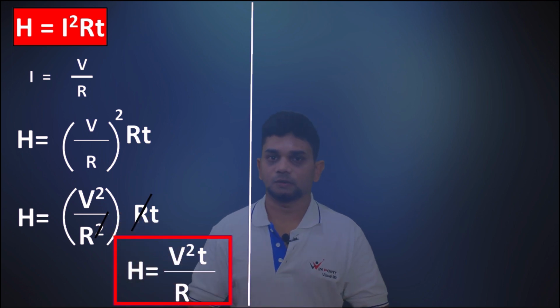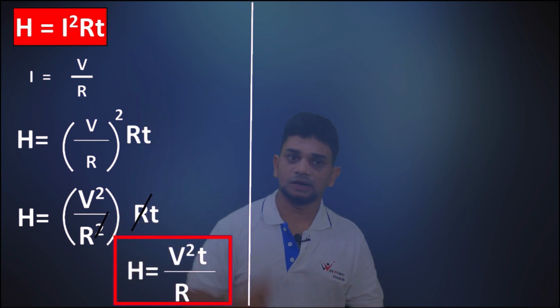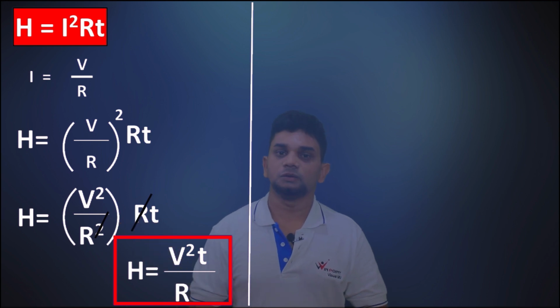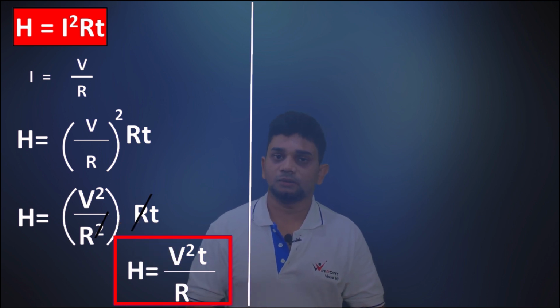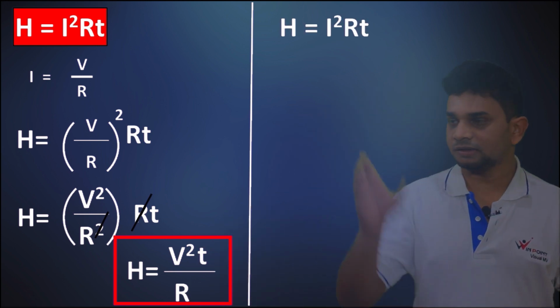That is the first equation. First equation is H equal to I square RT. Second equation is H equal to V square T by R. Now we can derive one more equation. H equal to I square RT.